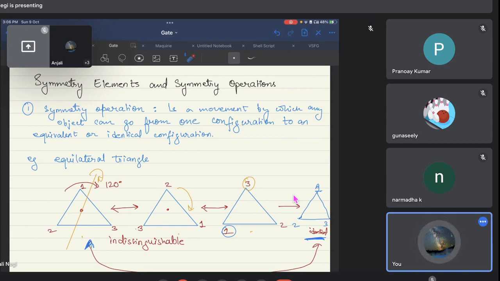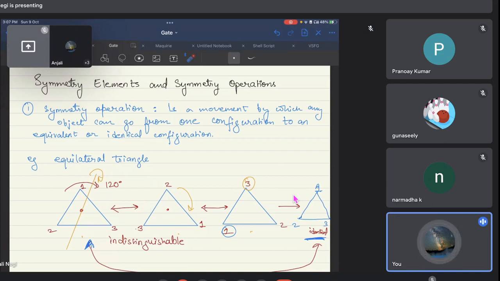I have discussed the equilateral triangle, for example, where I have tagged 1, 2 and 3 to the sides of the equilateral triangle. The yellow axis is passing through the center, above and below the plane, going through the equilateral triangle, and this gives me a 120-degree rotation. The 120-degree rotation will move my 1 to the 3 position and my 3 to the second position, such that I get some configuration which is indistinguishable from the first one.